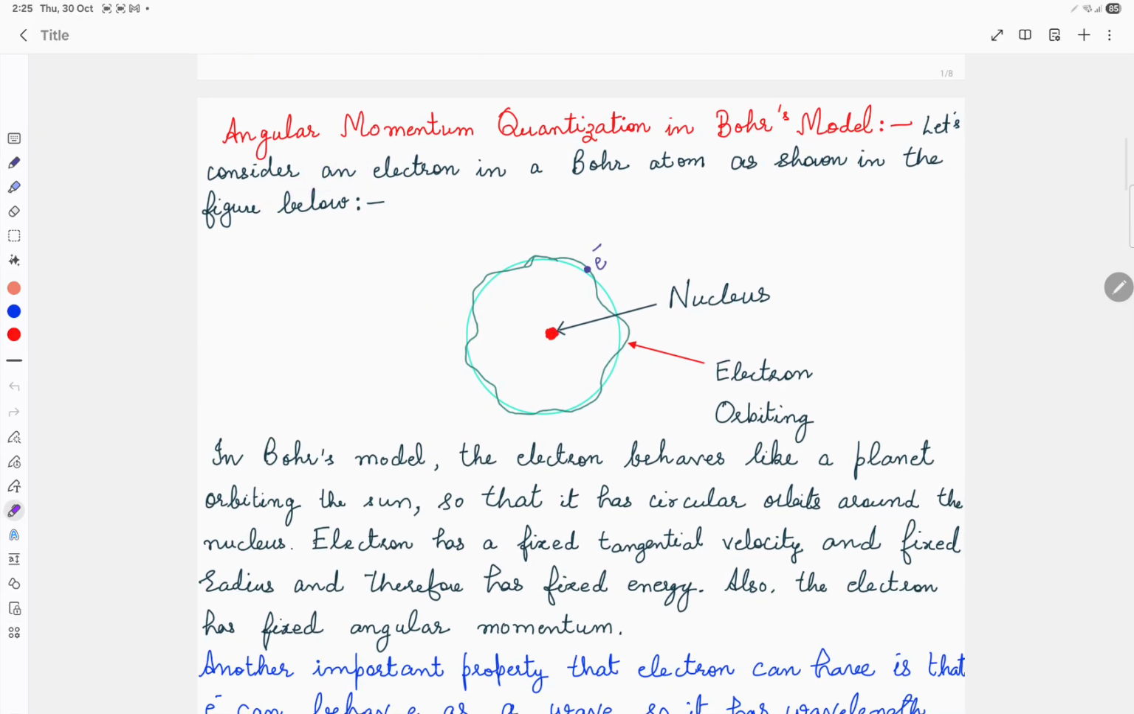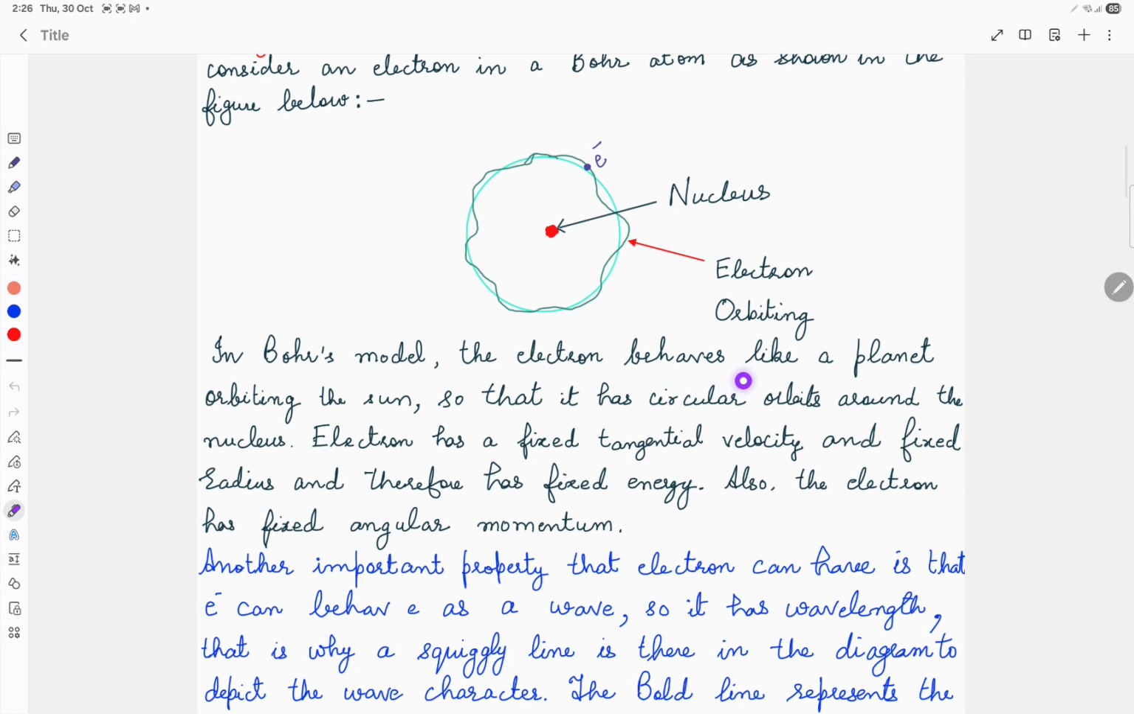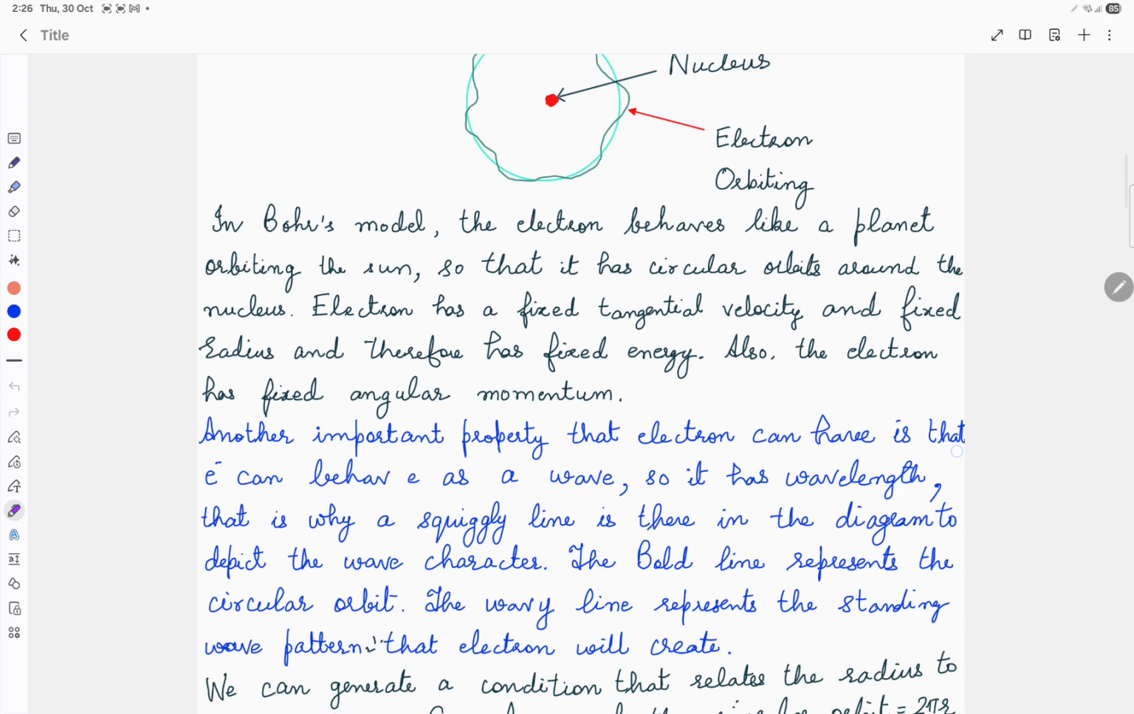Now there is one very important quantity that has to be understood, and its quantization is what gives quantum computing its name. It's the quantization of the angular momentum. So, angular momentum quantization in Bohr's model. In Bohr's model, the electron orbits around the nucleus like a planet orbits around the sun, with circular orbits around the nucleus, as I was just mentioning here.